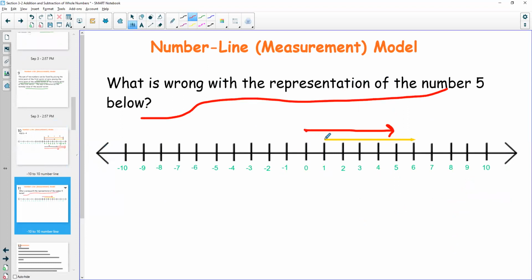Kids do this with rulers too. I bet if you gave 10 of your friends a ruler, you'd find a fair percentage that would start at 1 instead of 0. It's a pretty common thing to do wrong on a number line and with a ruler. So you do need to be a little bit careful.